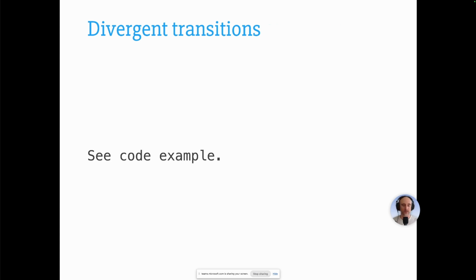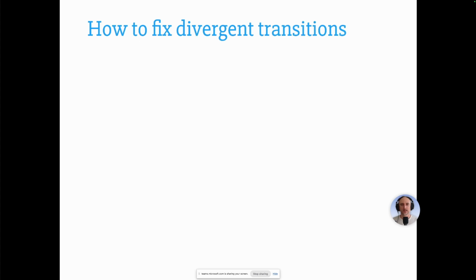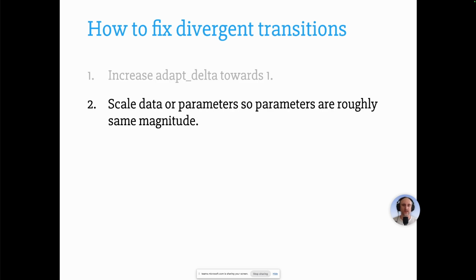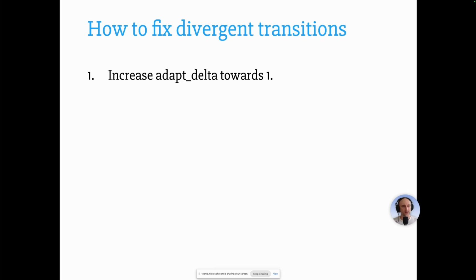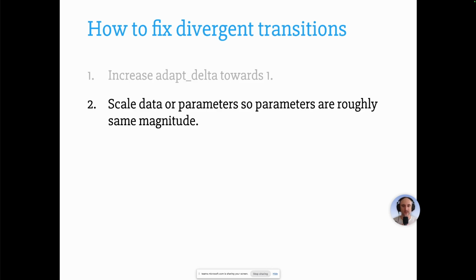We're going to look at the code in a second. But first, how do we fix divergent transitions? We'll talk more about this as we look at the code, but one is to increase adapt_delta. That's your target acceptance probability. It's the one main dial that we have to tune the MCMC. As that goes towards 1, it's generally going to take smaller and smaller jumps to make sure that it has a higher acceptance probability in the MCMC algorithm. By taking smaller and smaller jumps, it's going to better be able to navigate trickier parts of the posterior, at the expense of speed.